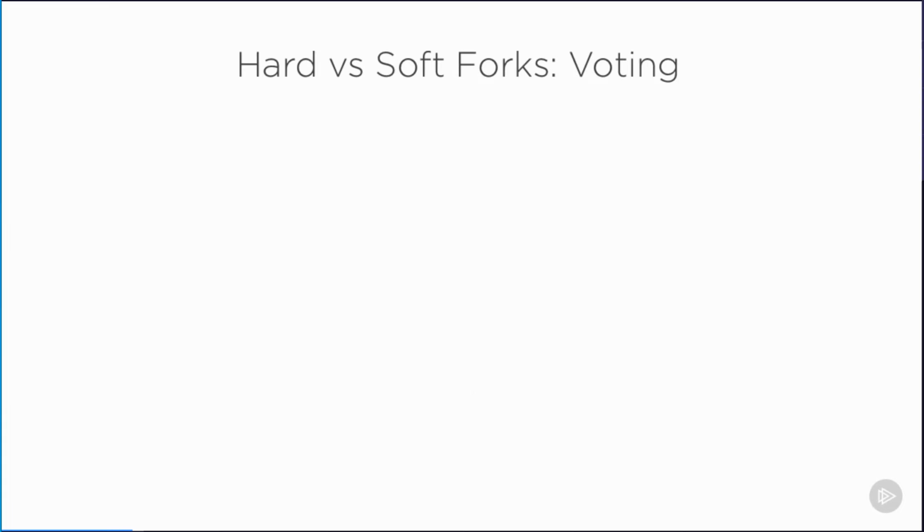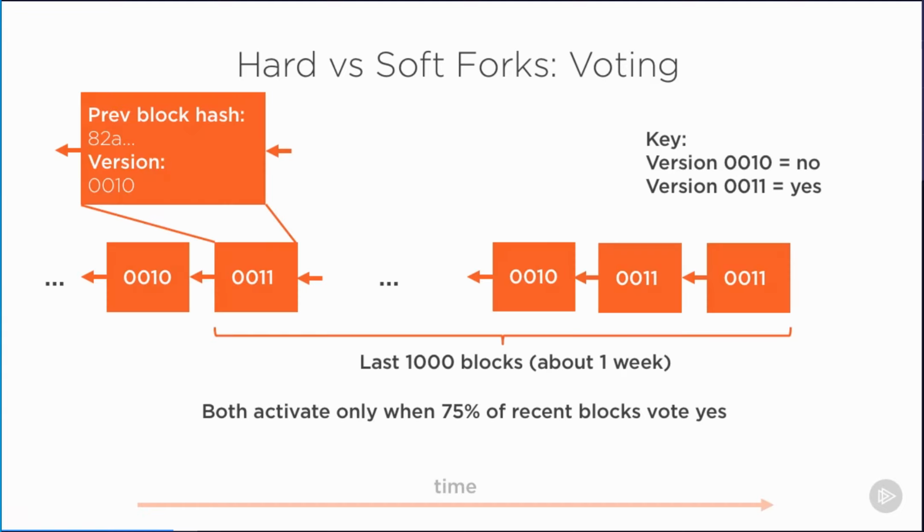With either change, developers usually build in a voting mechanism that enables miners to make sure a majority are upgraded before activating a change. This is usually done with a version setting in each block. For instance, the change won't activate until 750 of the last 1,000 blocks indicated an upgrade in the version setting. 1,000 blocks is about a week.